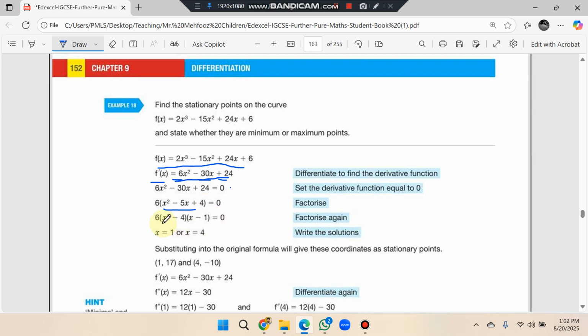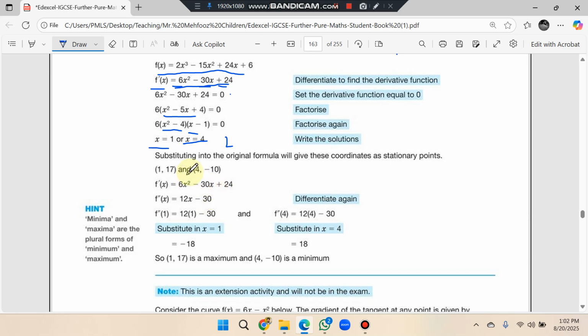Understand? So the factors are these. So the first factor is 1 and the second factor, I think there is a mistake. This will equal plus minus 2, right? Because this is x square, and x square minus 4 equals 0 can be written as x is equals to plus minus 2. Okay, so there is a mistake. Substituting into the original formula will give these coordinates as stationary points.